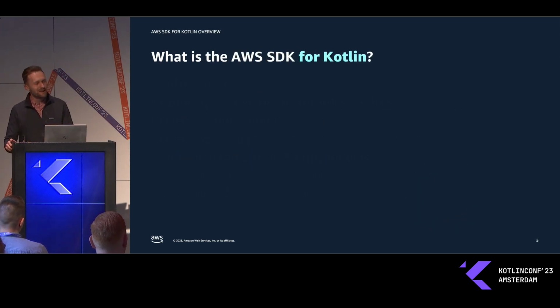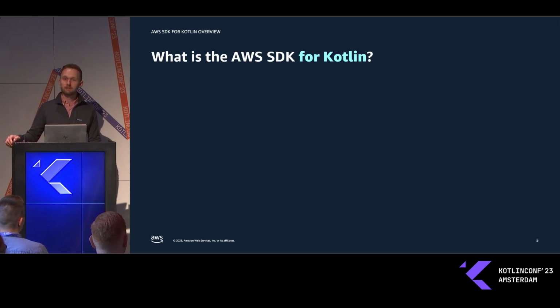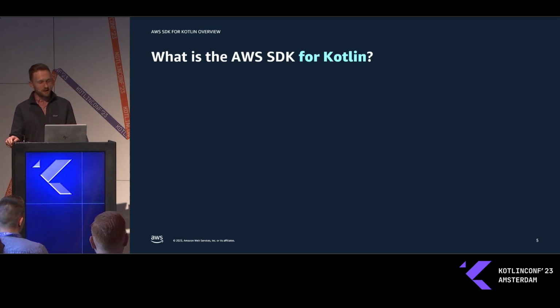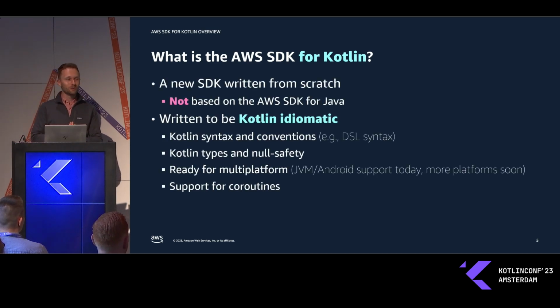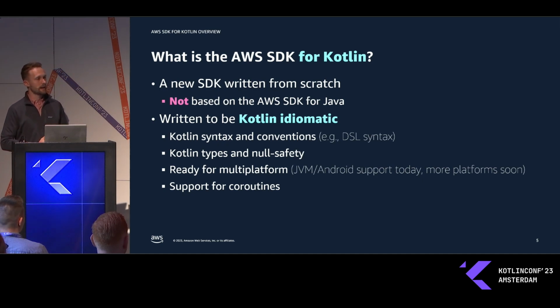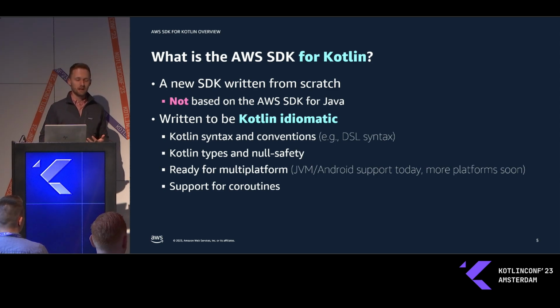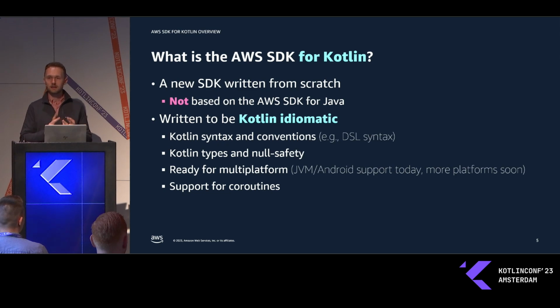All right, last question. Who here has used the AWS SDK for Kotlin before? A couple people. All right, well, so then most of this will be new to you then. The SDK for Kotlin is a brand new SDK written entirely from scratch. It's not based on the AWS SDK for Java, which is what a lot of people seem to assume when they first hear about it. Instead, it was written from the ground up to be Kotlin idiomatic. It makes use of Kotlin syntax and Kotlin conventions like DSLs that we hope will be familiar to Kotlin developers.